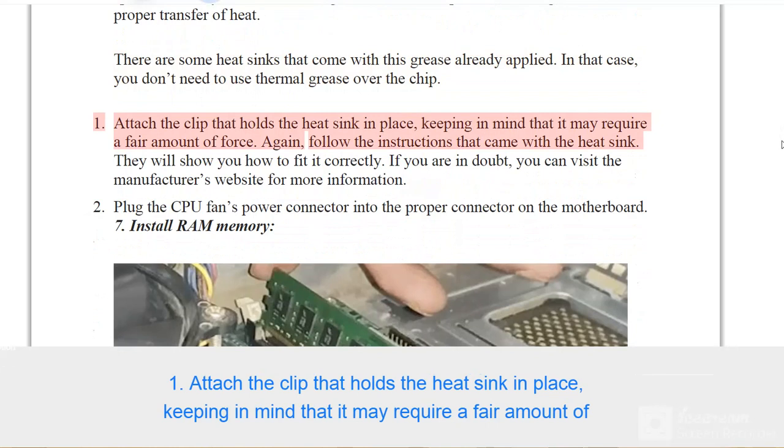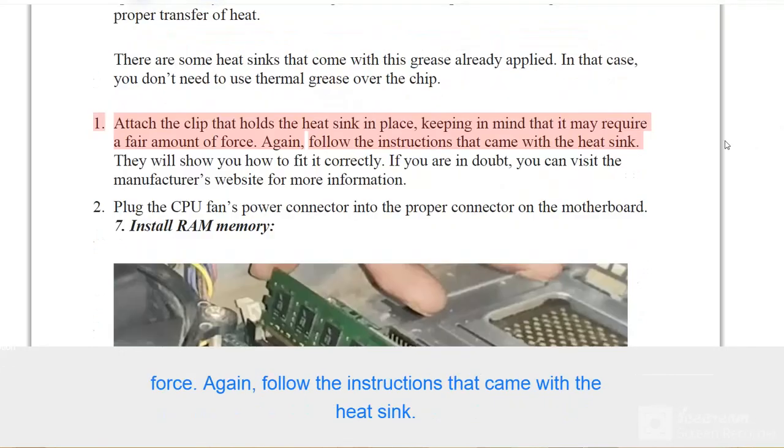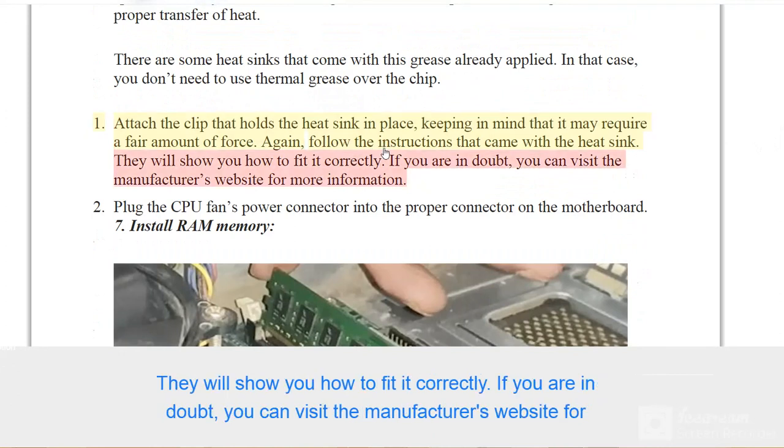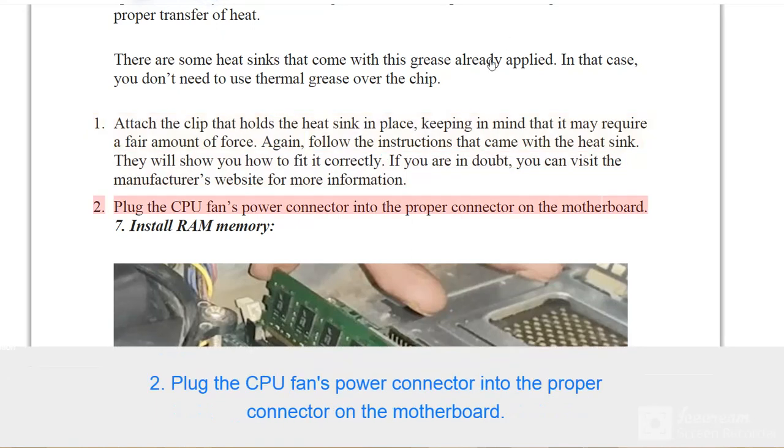1. Attach the clip that holds the heat sink in place, keeping in mind that it may require a fair amount of force. Again, follow the instructions that came with the heat sink. They will show you how to fit it correctly. If you are in doubt, you can visit the manufacturer's website for more information. 2. Plug the CPU fan's power connector into the proper connector on the motherboard.